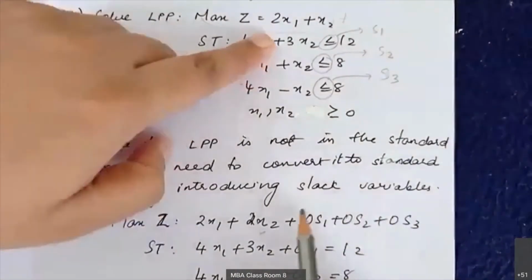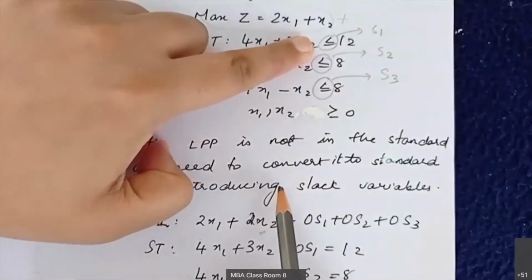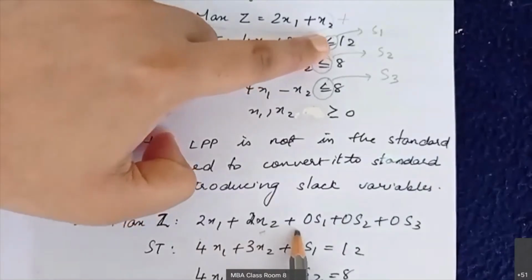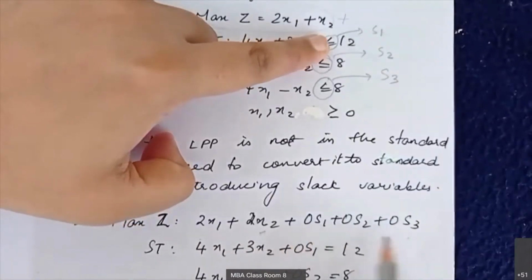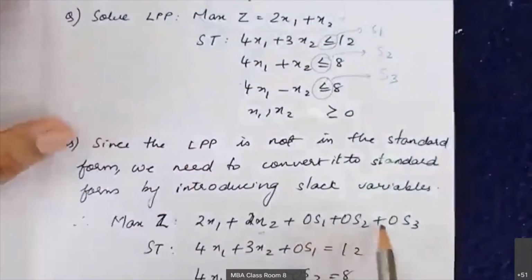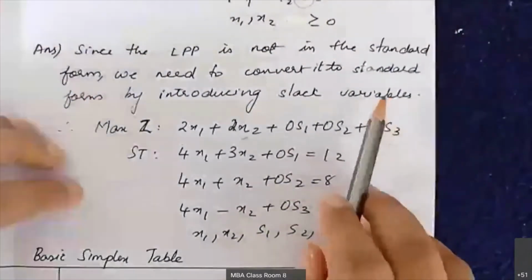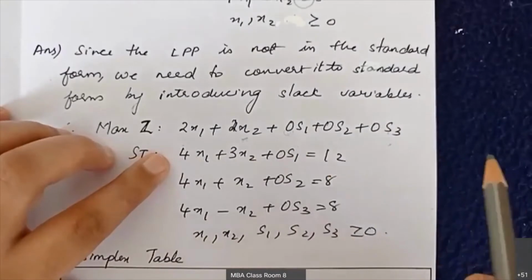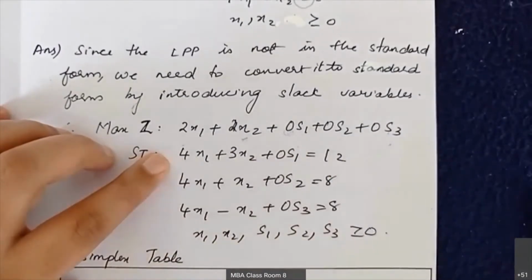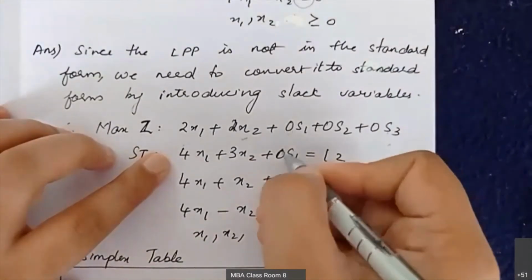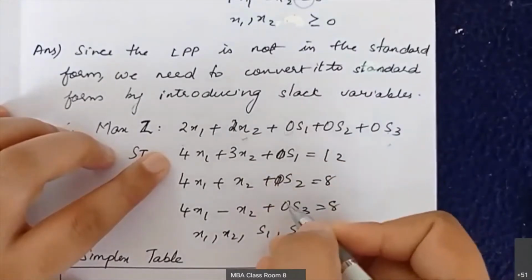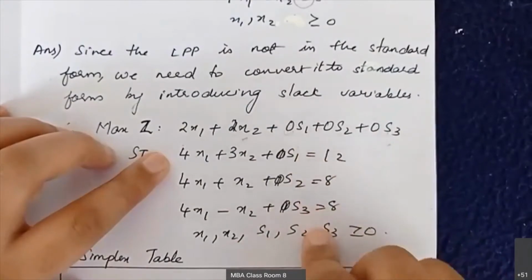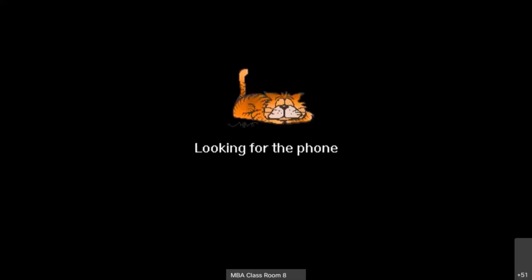So here I have 2x1 + x2, plus we have to introduce the three variables there, S1, S2 and S3. They will be having 0 coefficients. So our objective function is over. We have the constraints here, and in them I will have one S1, one S2 and one S3. These are the slack variables added so that we can remove the inequality.